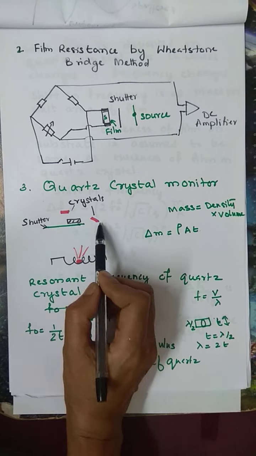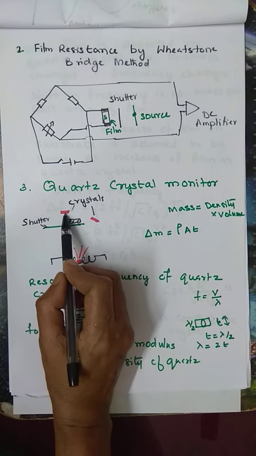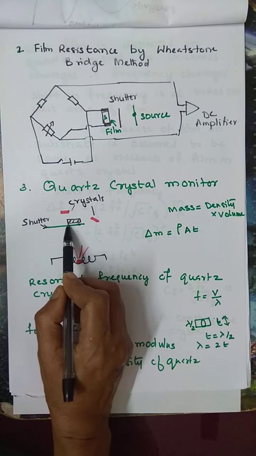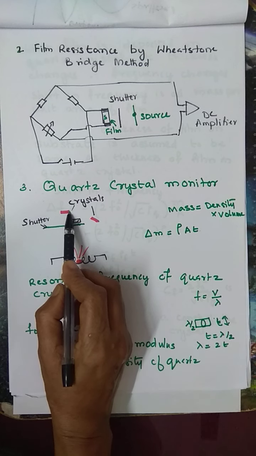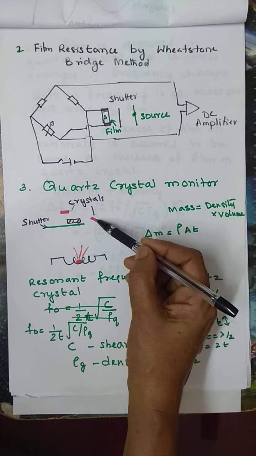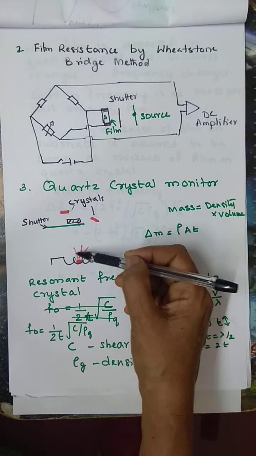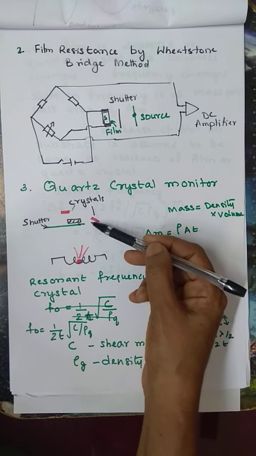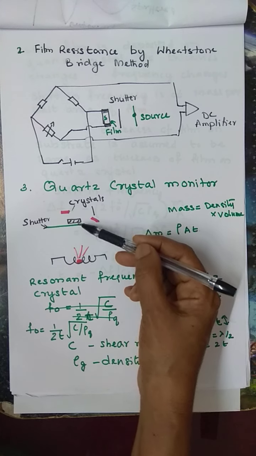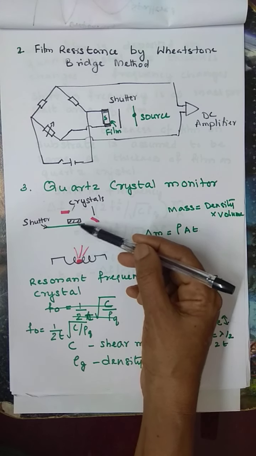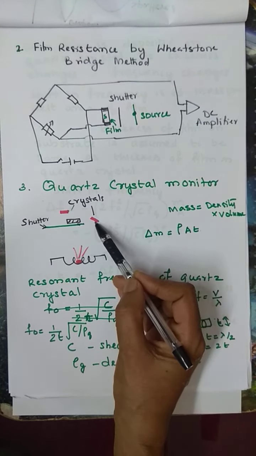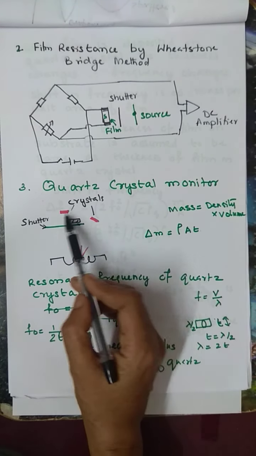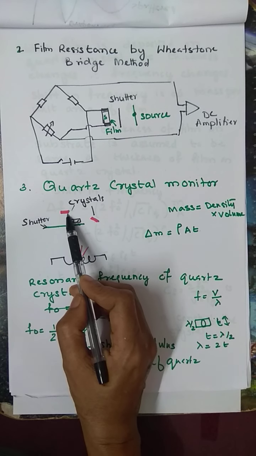I am placing 2 quartz crystals. One is in this place just above the shutter. When you are opening the shutter, only the substrate region is opened. For this quartz crystal region, the shutter is not opened. Another quartz crystal is here which is directly exposed to the evaporants. So it will receive the same amount of material as the substrate. So the thickness of the film deposited on the substrate and on the quartz crystal, we are assuming to be the same. And this will have the initial thickness itself.